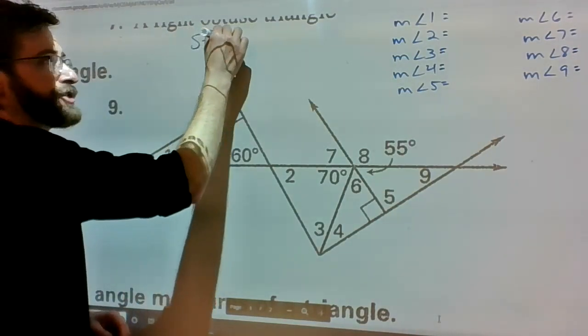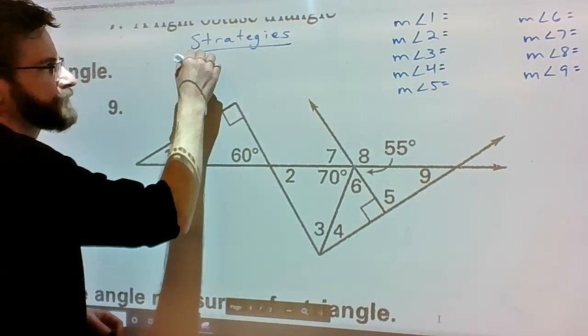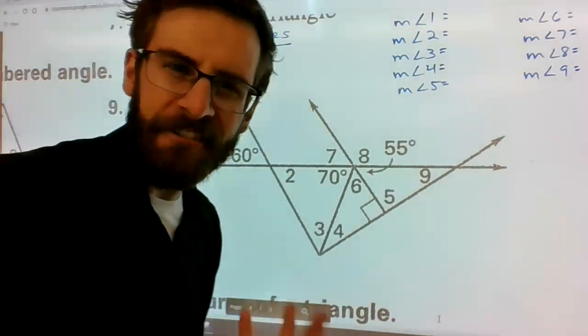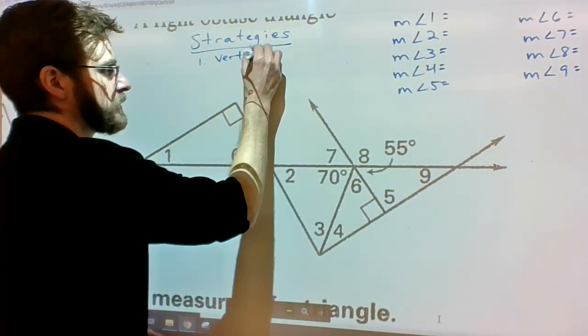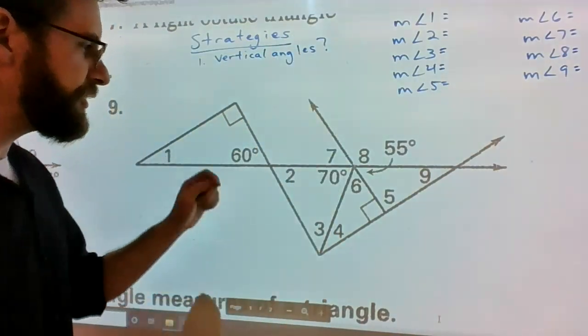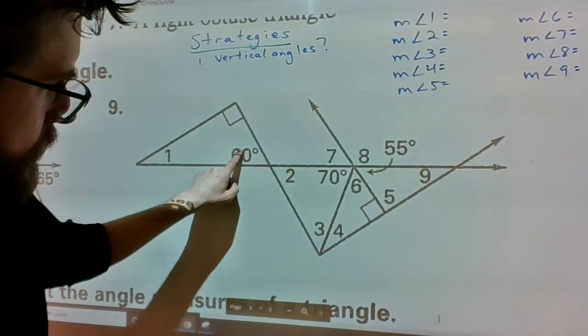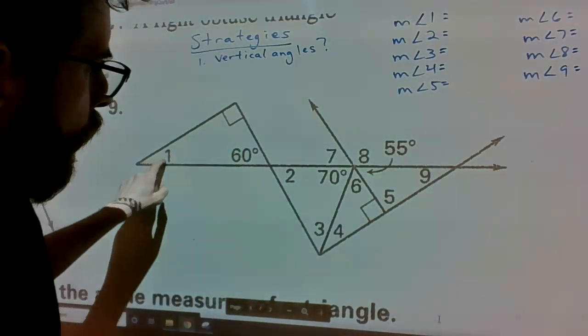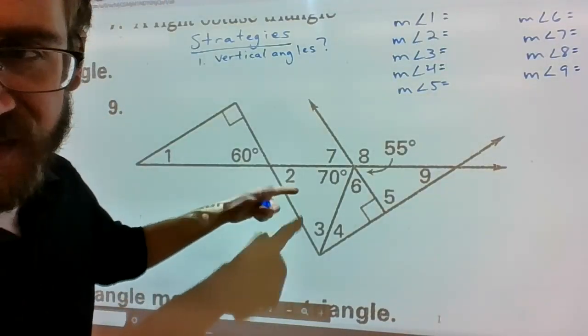So the different strategies we need to employ here are just the basic rules. Number 1: do we have vertical angles? That's usually the easiest one. These are the angles that live directly across from known angles if one line intersects with another line. So right off the bat, we know that angle 2 is 60 degrees.